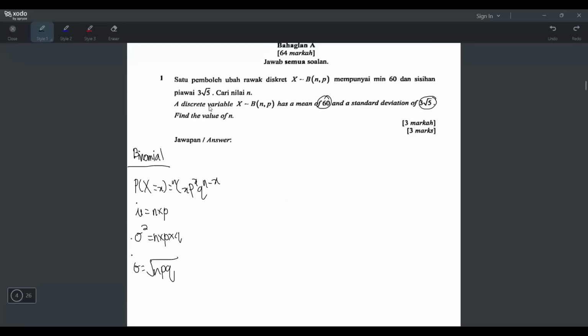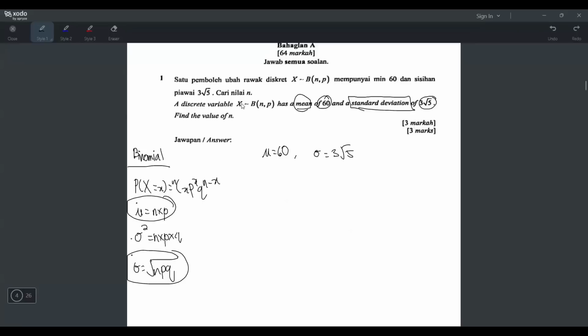All right. So in this question, they mention mean, they mention standard deviation. So it's very obvious which formulas you have to use: the mean and the standard deviation formulas. The mean is 60, so mean equals 60. This is the symbol for mean. And then the standard deviation is 3 square root 5. You can just write down the information: standard deviation equals 3 square root 5.